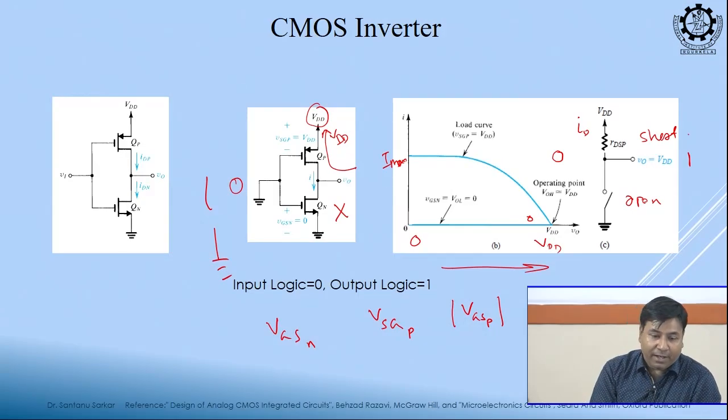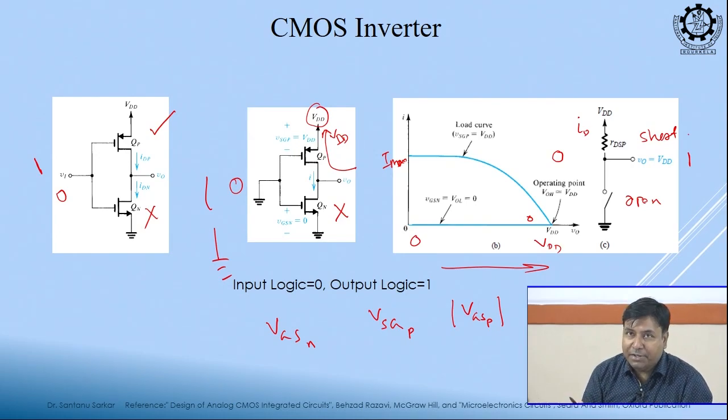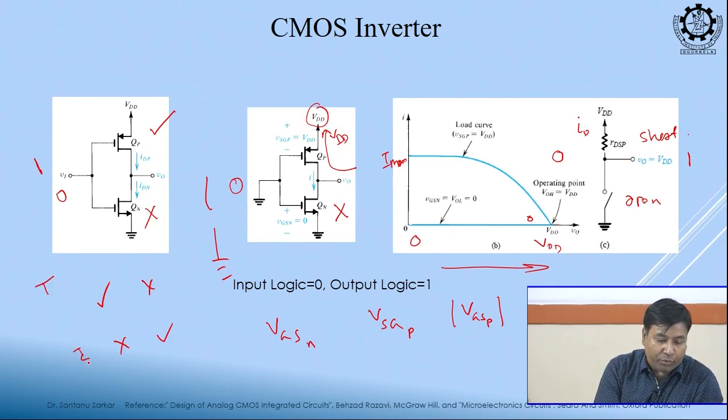Now you tell me, when input is 0, this is on, this is off. When input is 1, the opposite thing is happening: NMOS is on, PMOS is off. So, both NMOS and PMOS are not on at the same time, is it not? When this is on, this is off; when this is off, this is on. So, from VDD to ground, does any direct connection exist or not?